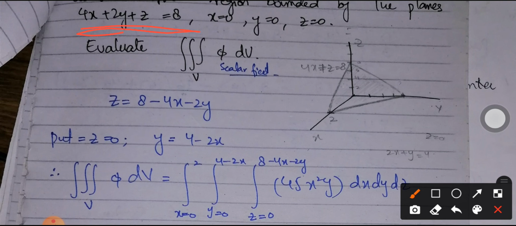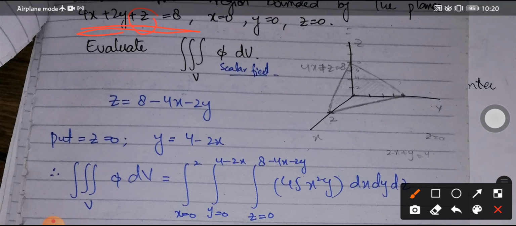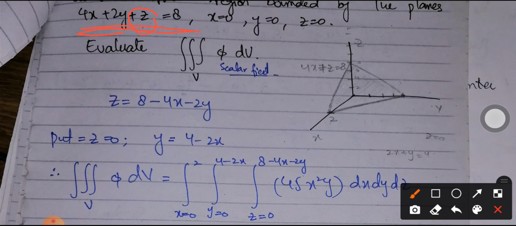This is totally up to you: you can define z in terms of x and y, or y in terms of x and z, or x in terms of y and z. But I choose to define z in terms of x and y, because z has the coefficient 1. So when I define the value of z, there will be no fraction part. That's why I chose z first, but it's totally up to you, the answer will be the same. So z is equal to 8 minus 4x minus 2y, and the other limit is 0, so z will have the limits 0 to 8 minus 4x minus 2y.